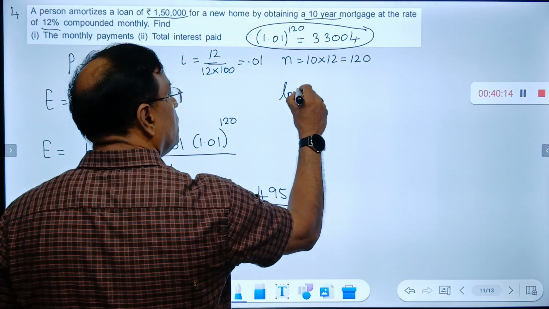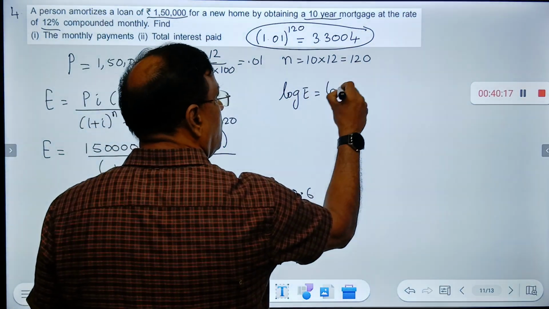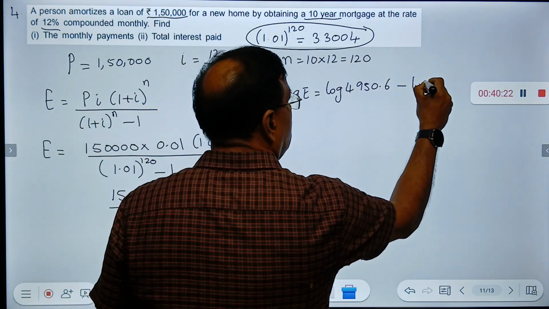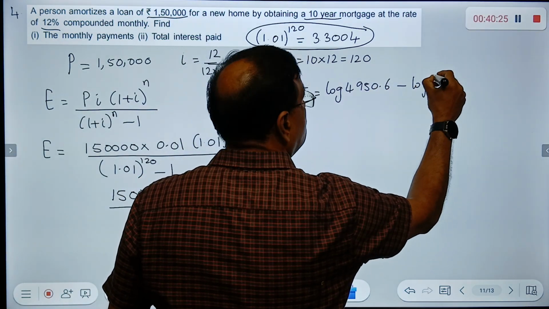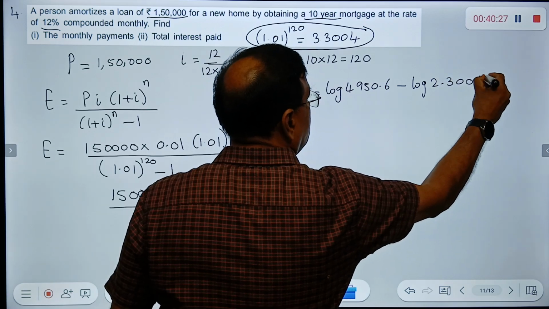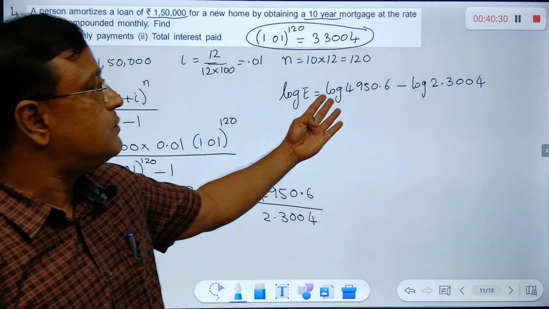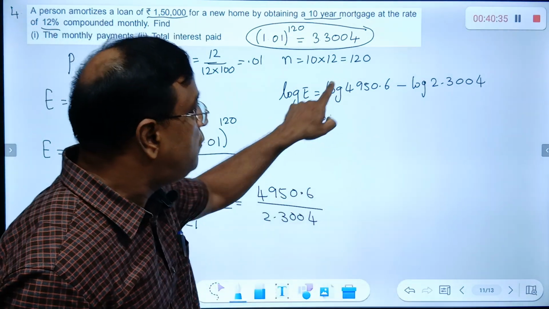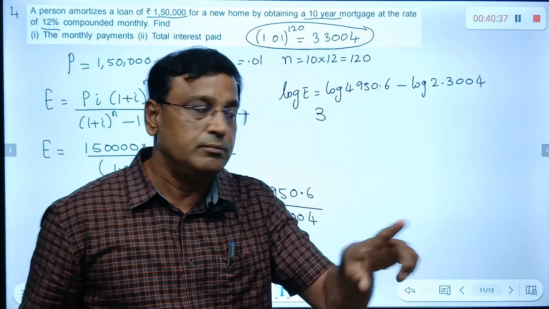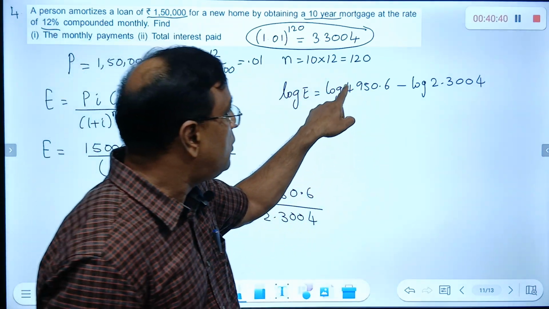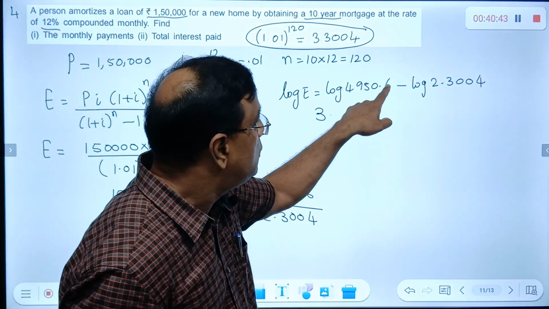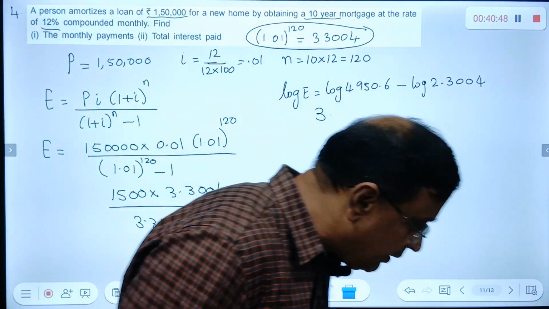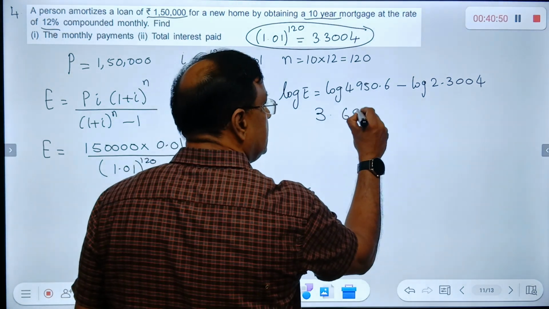This I will do calculation using logarithms. So log of E equal to log of 4950.6 minus log of 2.3004. Now what is the characteristic? It's a 4-digit number, so the characteristic is 3. Now you look at 4951. So you need 4 places, right? 4951, because 6 is more than 5. So round it off, 4951. When you look at log of 4951, I think I'm getting 6947.